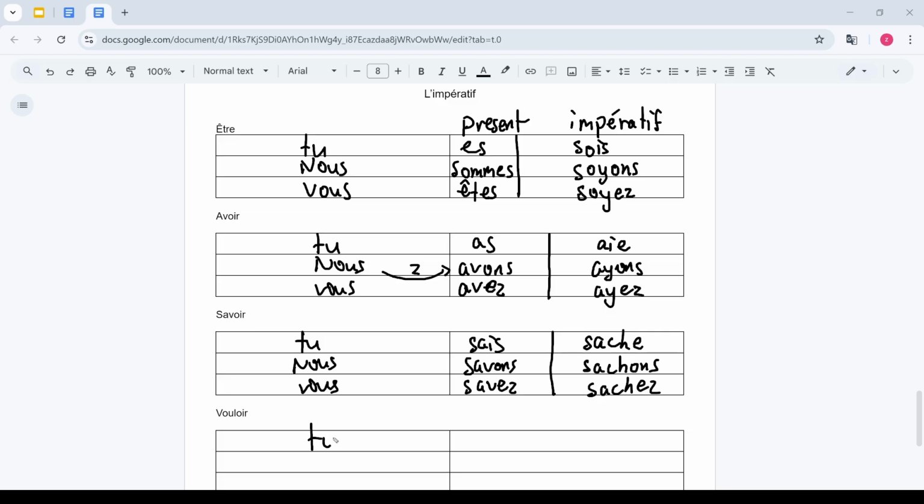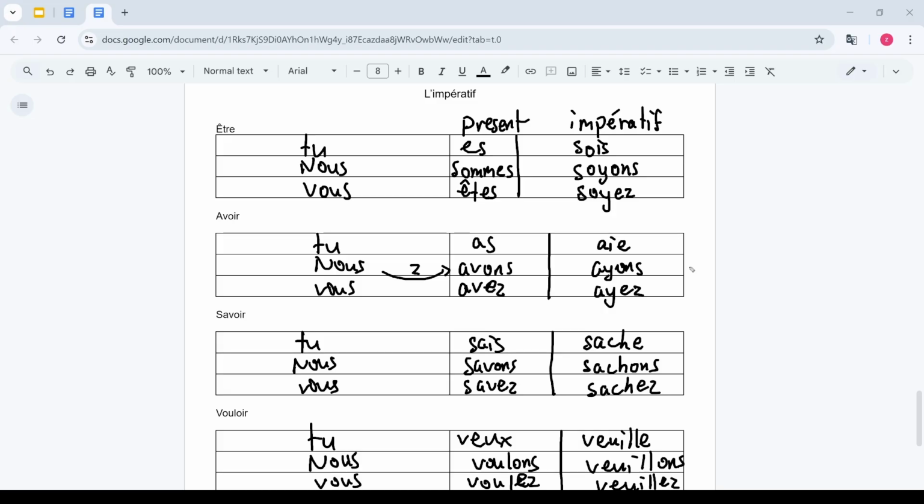Our last one is vouloir. This one is very common, or at least this verb is very common, to want. So again, I'll show you the present tense version. Tu veux, nous voulons, and vous voulez. That's an E. Our impératif version is veuille, veuillons, and veuillez. There you go.